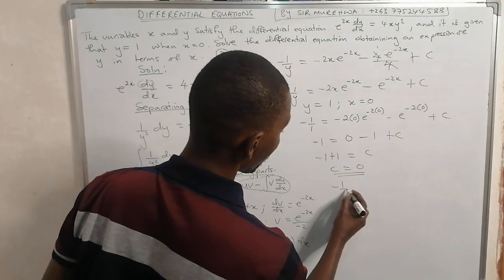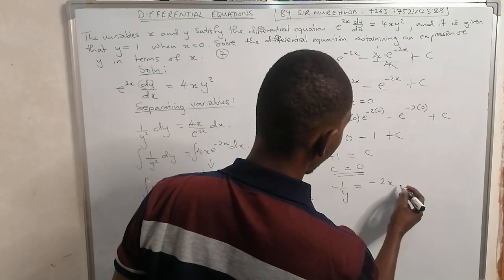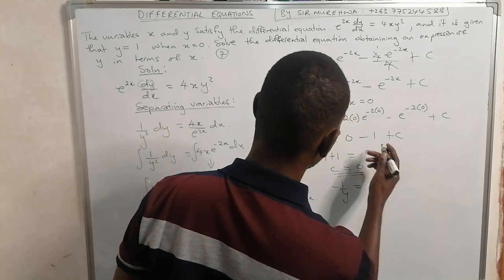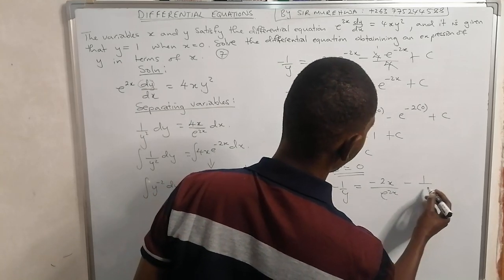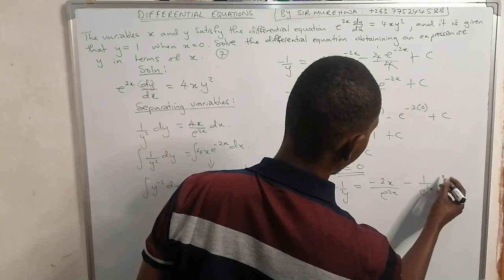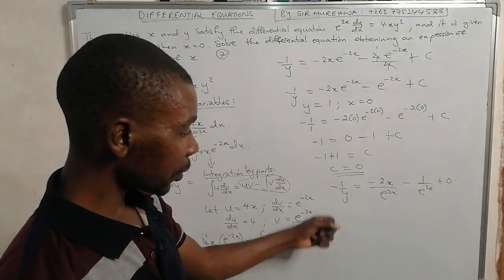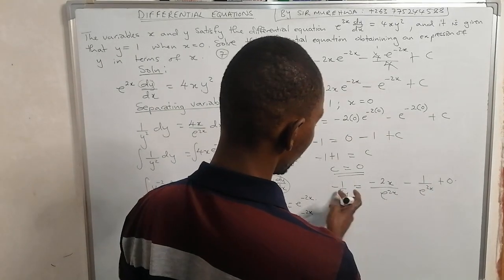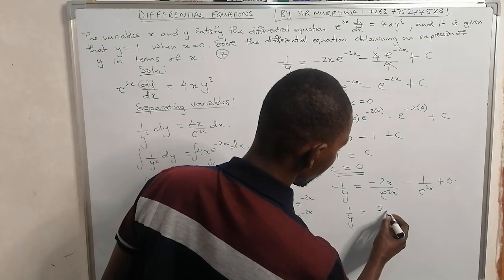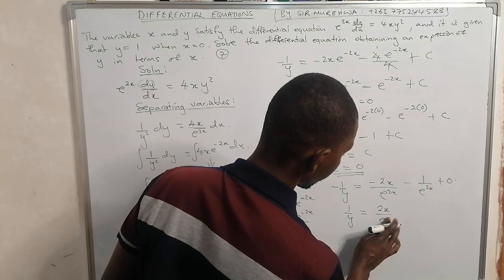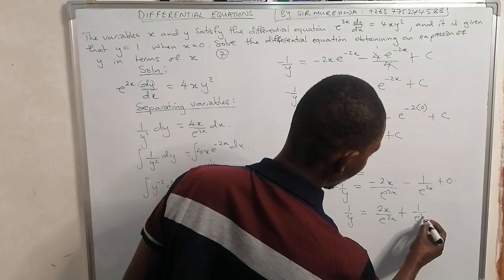Then coming back to this one, we put a 0 here. So negative 1 over y is equal to negative 2x over e to the power 2x, I can rewrite this, minus 1 over e to the power 2x plus 0. So now we want to make y the subject of the formula. We can multiply throughout by negative to eliminate this negative. 1 over y is equal to 2x over e to the power 2x plus 1 over e to the power 2x.